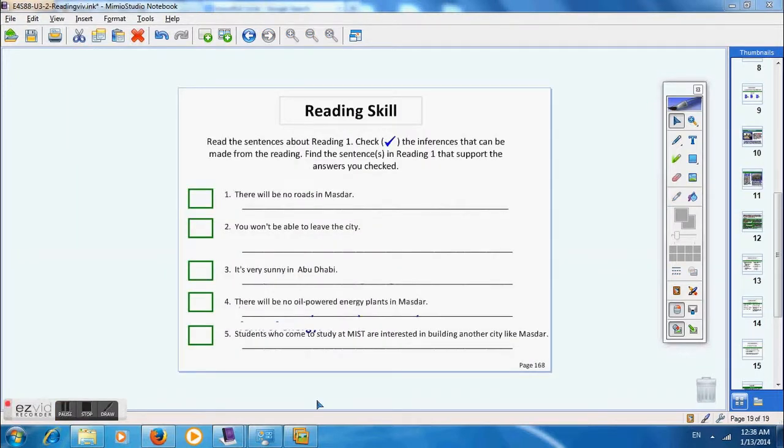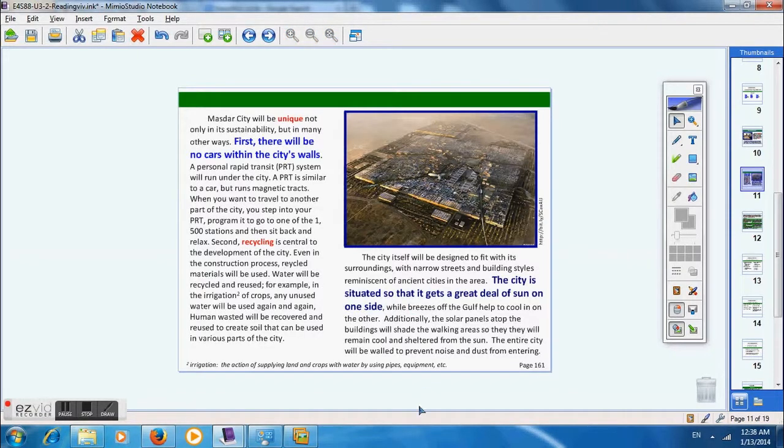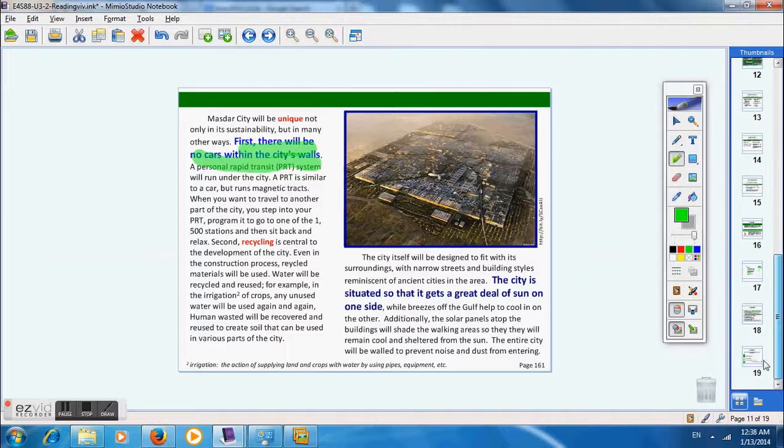Okay, let's check the answers. At number 1, is it a check? Oh, okay. That is a tick. So there will be no roads in Masdar. Let's check here. First, there will be no cars within the city's walls. Of course, if there are no cars, it means there will be no roads. So we will get the sentence and write it here.